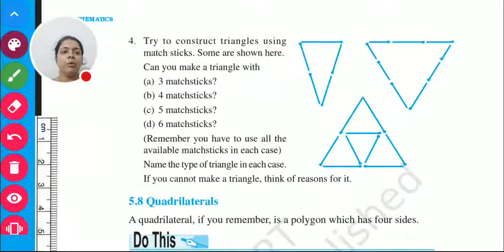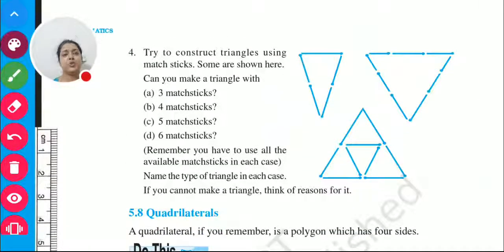Coming to question number 4, and it is the last one. So you should have a try at it. Better you try it yourselves: when you take 3 matchsticks, what kind of triangle are you going to form? You know one thing very well, and one concept I must tell you.